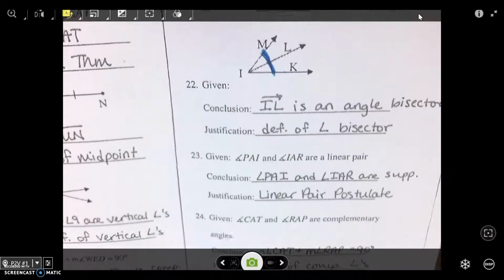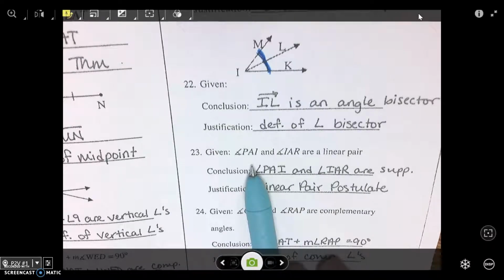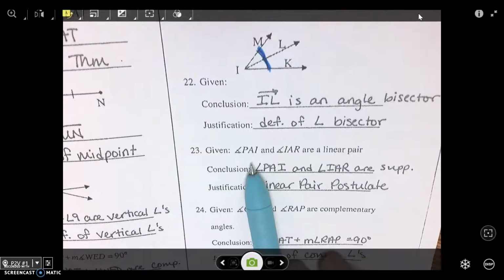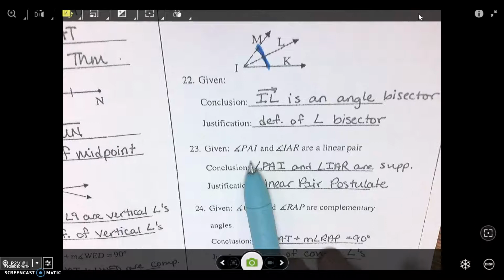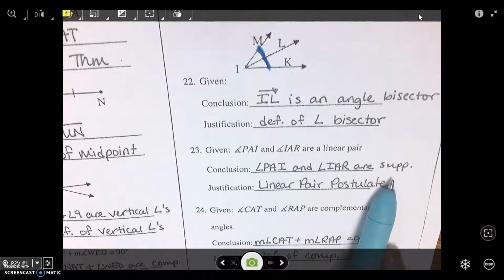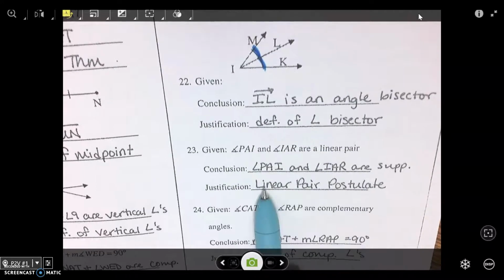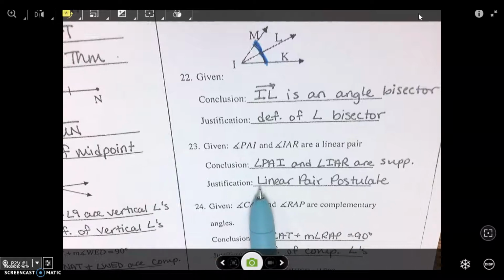Number 23 says you're given angle PAI and angle IAR are a linear pair. What's the relationship with a linear pair? What do they add up to? 180. So they are supplementary, right? And we would just say the justification here is the linear pair postulate.